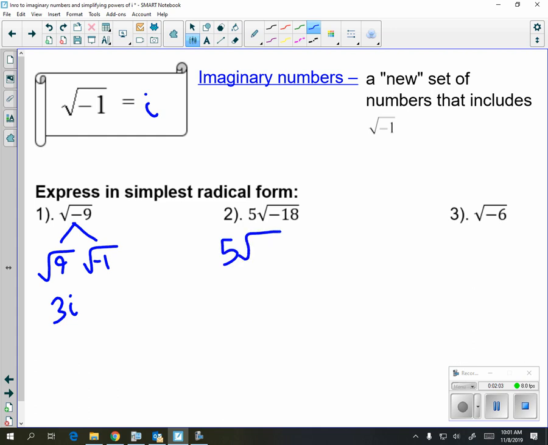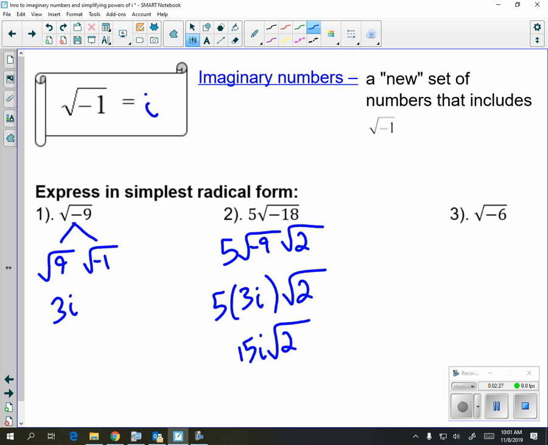Square root of -18 breaks up into -9 and 2. I like to keep my negatives with the perfect square. We know that the square root of 9 is 3. Because it's a -9, include an i. You can't take the square root of 2. From there, 5 times 3 is 15i radical 2. We always write the coefficient first, then the i, and then the radical.